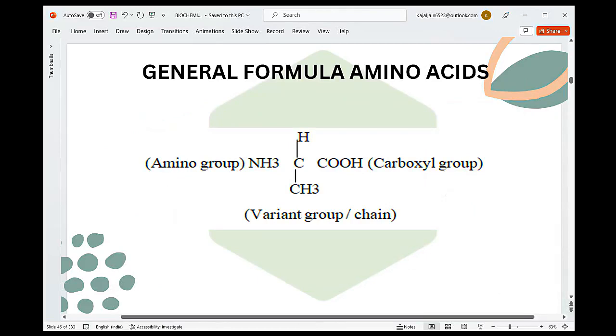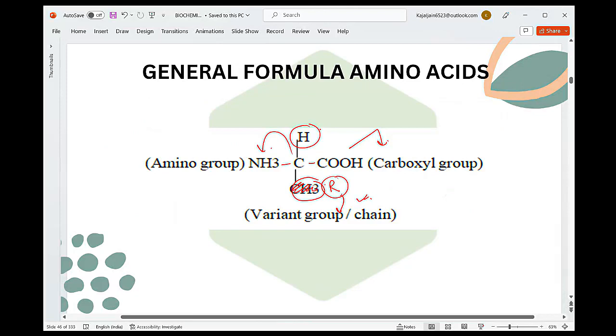If I look into the general formula, you have a carboxyl group, you have an amino group, you have H, and you have CH3. This one is an example, which is a variable group or a variable chain. If I eliminate CH3 and write down R, that is also correct.